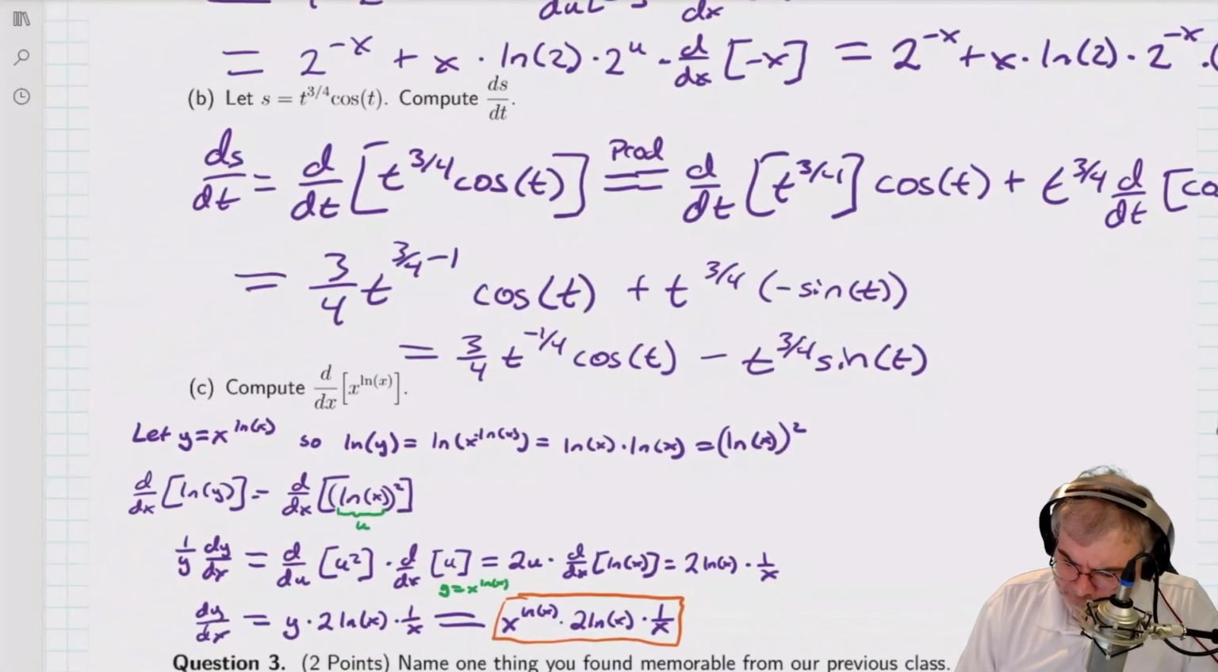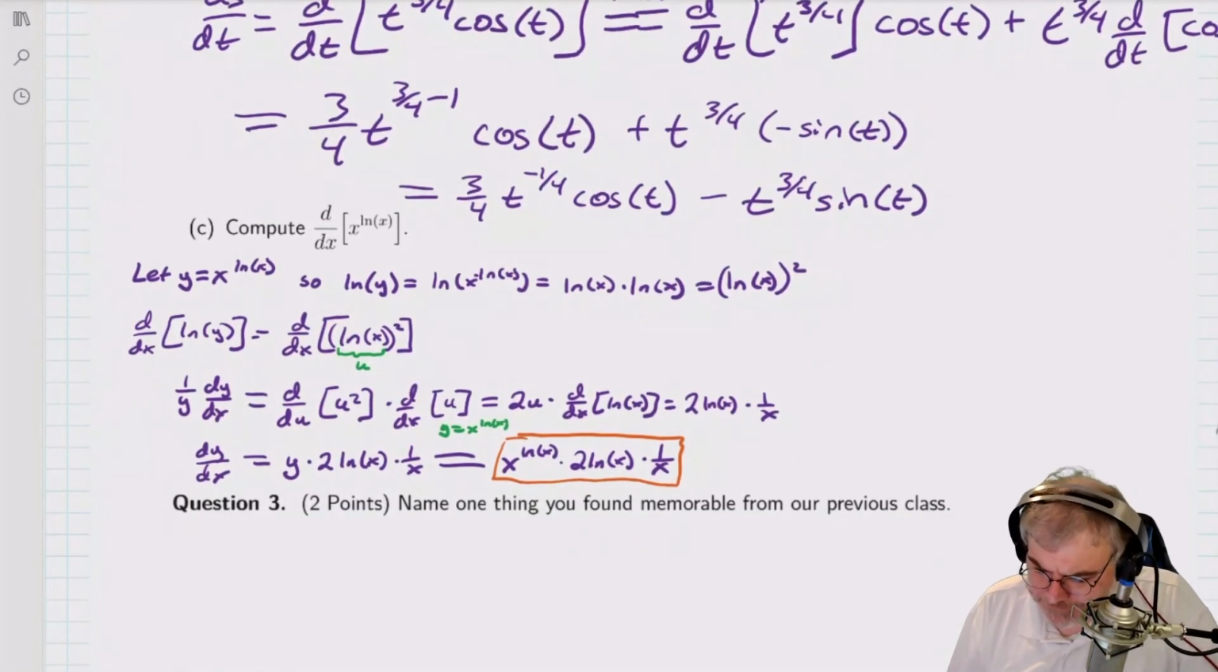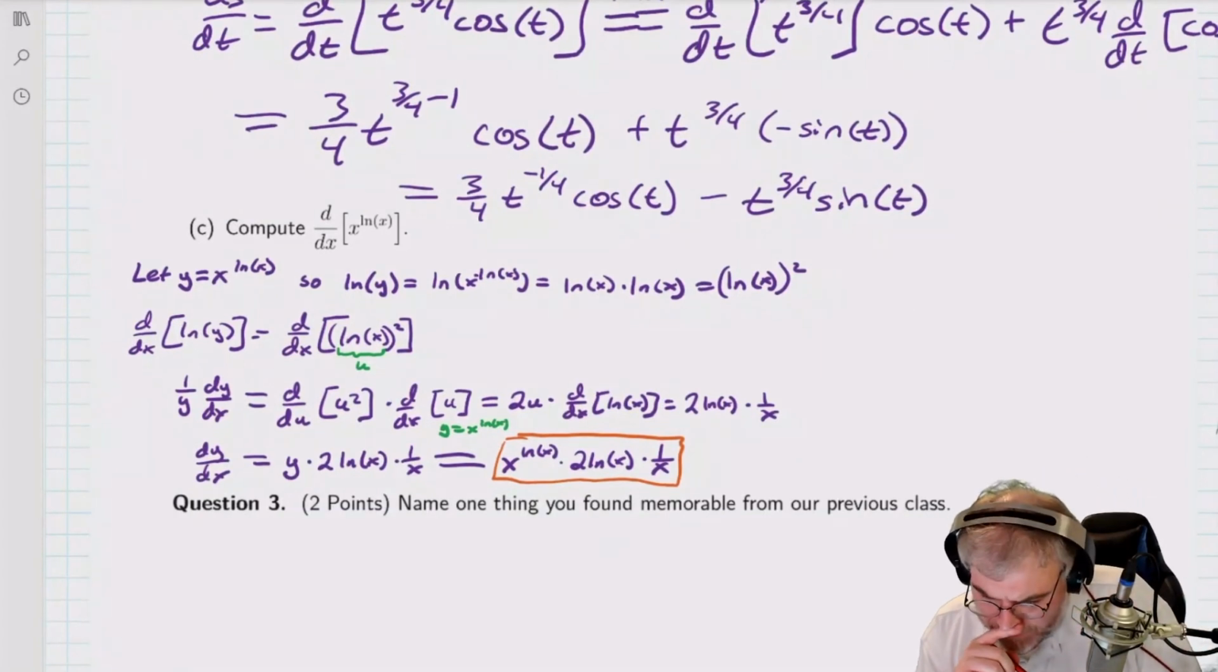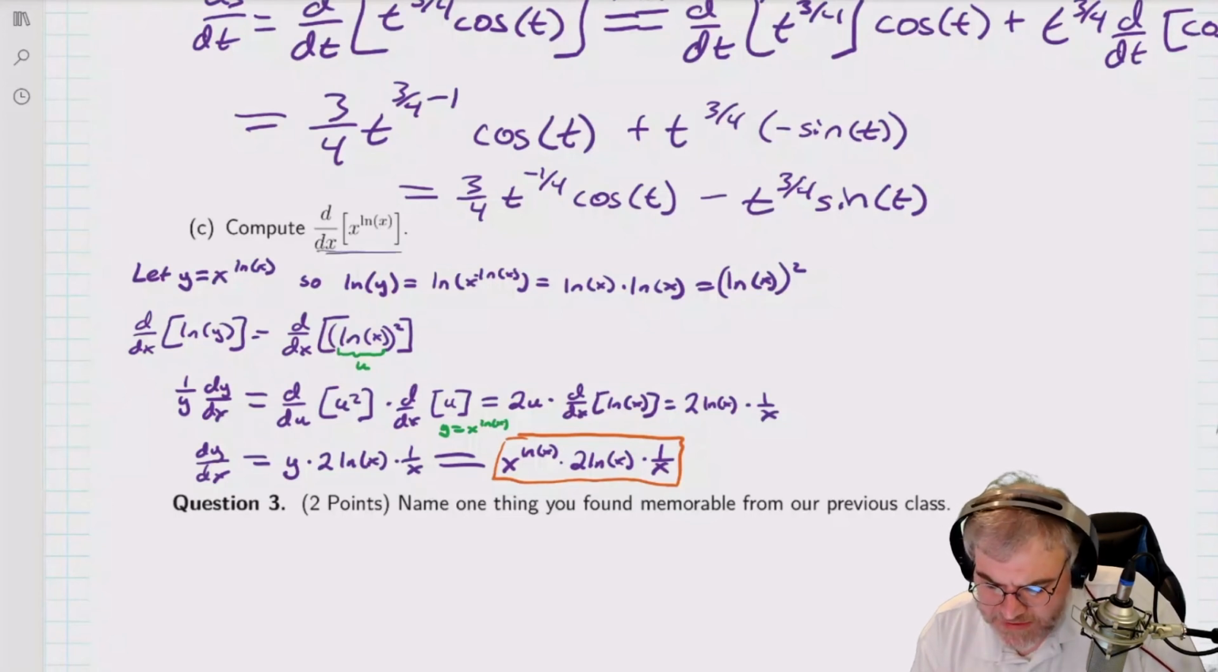All right. Moving on. Let's look at this last one. This one's hard. This one is genuinely hard. This one requires a log diff. And you could tell because both the base and the exponent are moving.